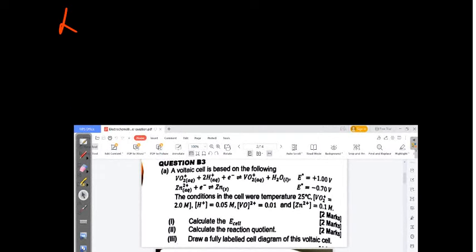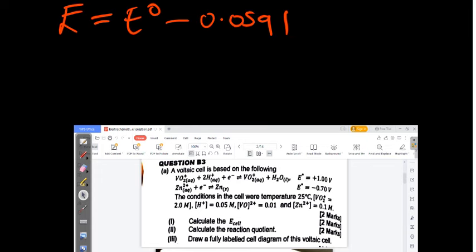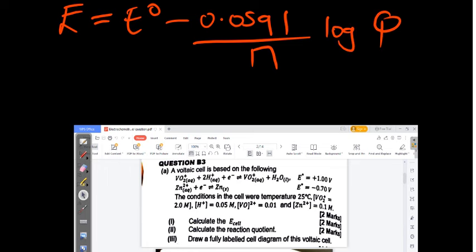The next equation is, I hope I'll be able to remember it. What's the equation? So the non-standard cell potential should be equal to the standard cell potential minus, so at 25 degrees Celsius, the formula is 0.0591 divided by n, log of Q. Is that fine? Or have I swapped the standard with non-standard?